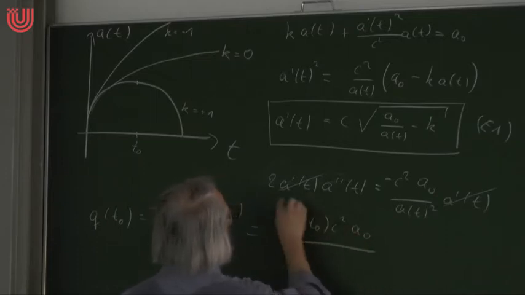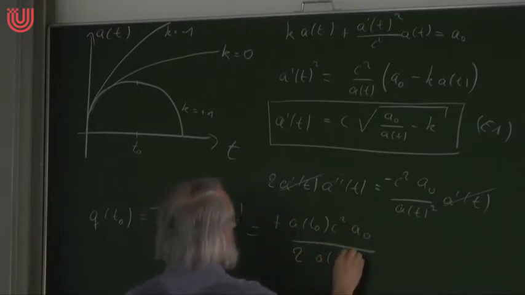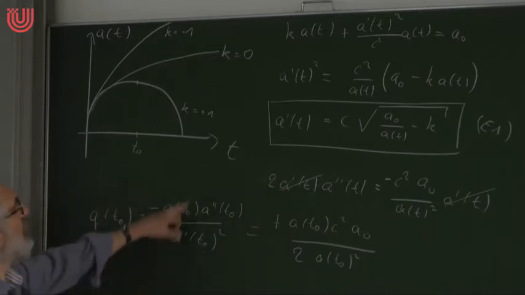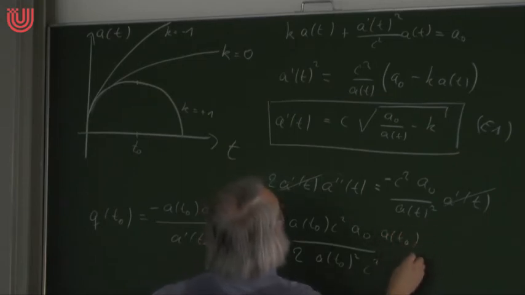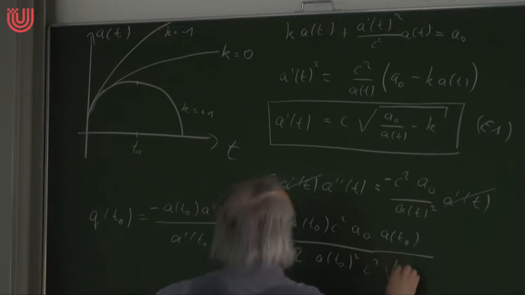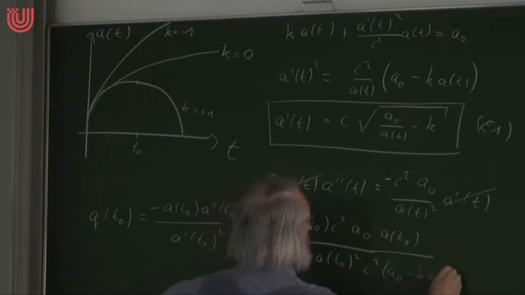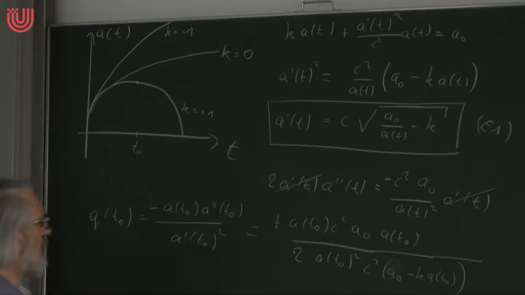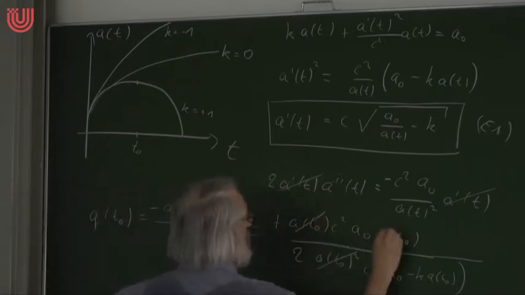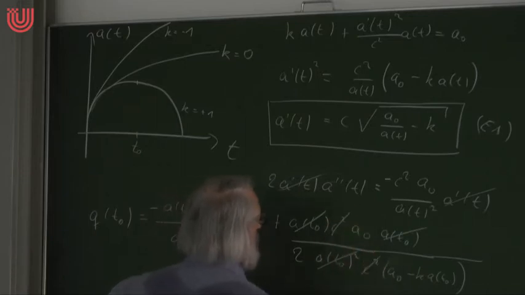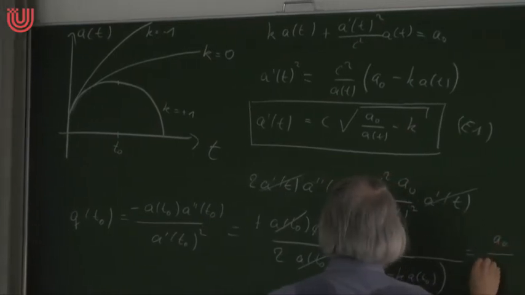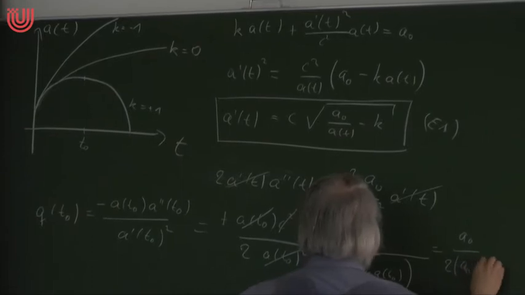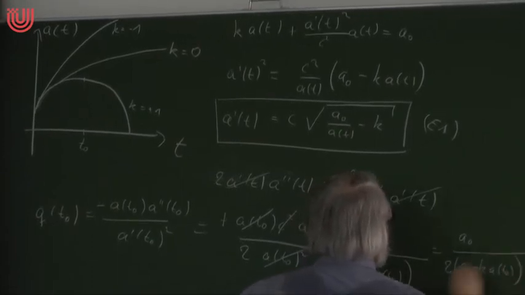A naught, there's a 1/2, a of t naught squared, and a prime squared is up here. So this is c squared over a of t naught, no, it's squared, a naught minus k, a of t naught. Okay, can we simplify it a little bit? So this goes away, and this goes away, and we have a naught over 2 times a naught minus k, a of t naught.